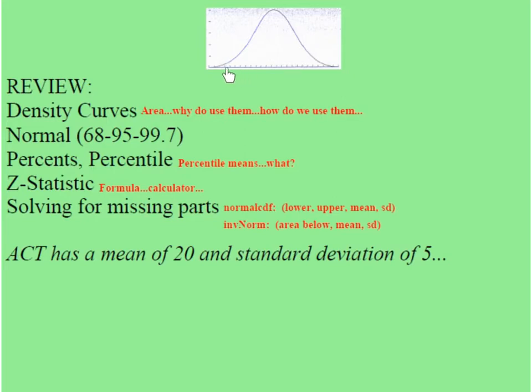The normal curve is a perfect example of one. We often say, okay, between one standard deviation above and below, there's 68% of the data. It's because the area of the whole density curve is 1, and the area within one deviation of the mean is 0.68. Okay? So we use area to calculate probabilities or proportions or so on.